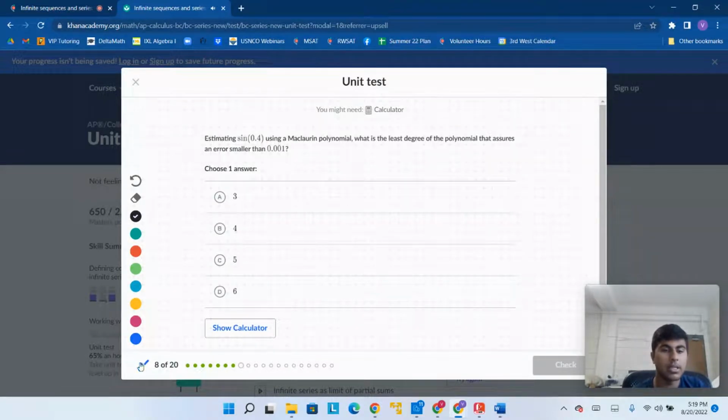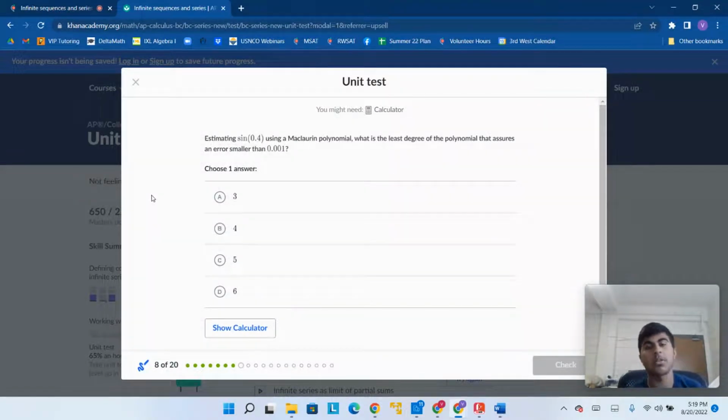All right, estimating sine of 0.4 using a Maclaurin polynomial. What is the least degree of the polynomial that assures an error smaller than 0.001? Okay, so we're going to have to bust out the Lagrange error bound for this. I know it's not an error bound that most people like. The alternating series error bound is much neater, but this is a necessary error bound to learn.